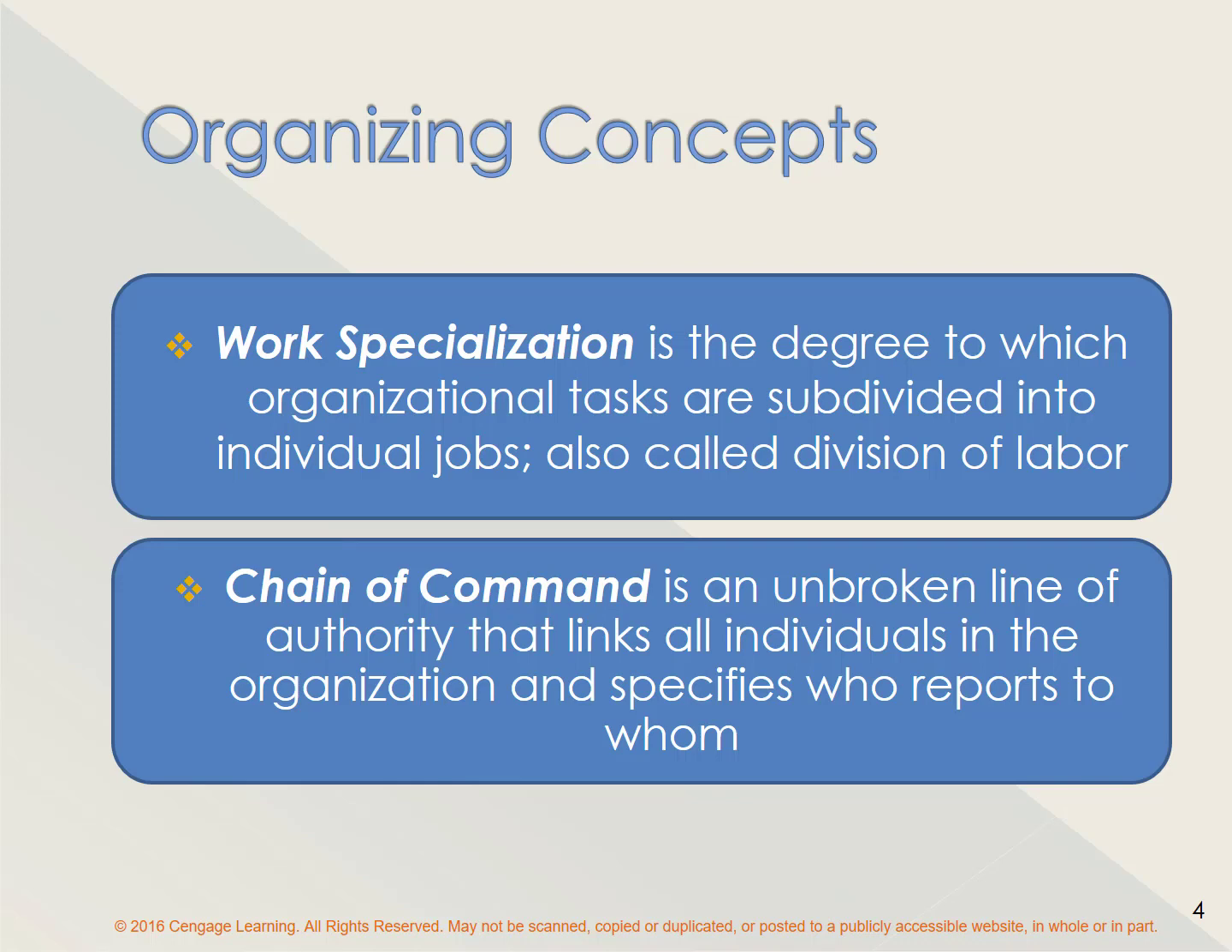Chain of command is the authority line that goes through all the employees. So who is your boss? Who is your boss's boss? Who is your boss's boss's boss? And so forth. And eventually everybody works their way up to the very top person. And you can work your way from the top person all the way down to every employee.